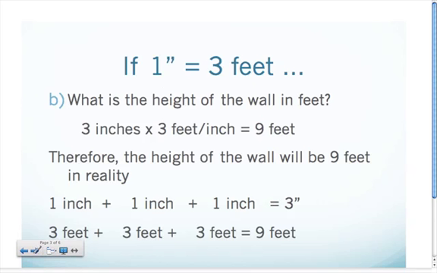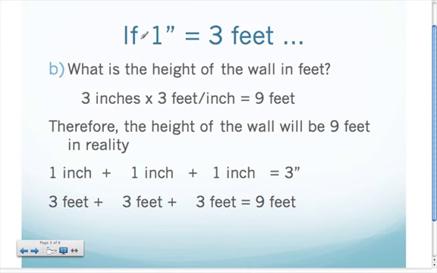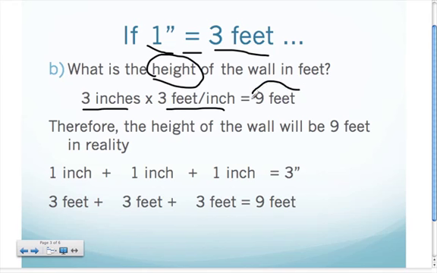The second part of question 2 again uses the scale of 1 inch being equal to 3 feet. And this time they want to know what the height of the wall is in reality. So we do the same thing. We've got 3 inches on our drawing, and there's 3 feet in every inch. And this person shows the correct answer of 9 feet. That's level 3.